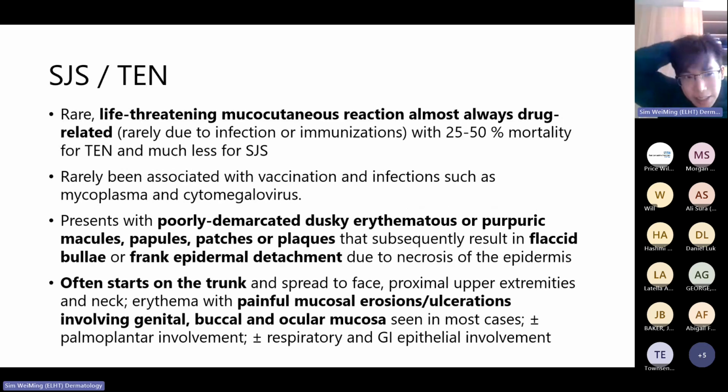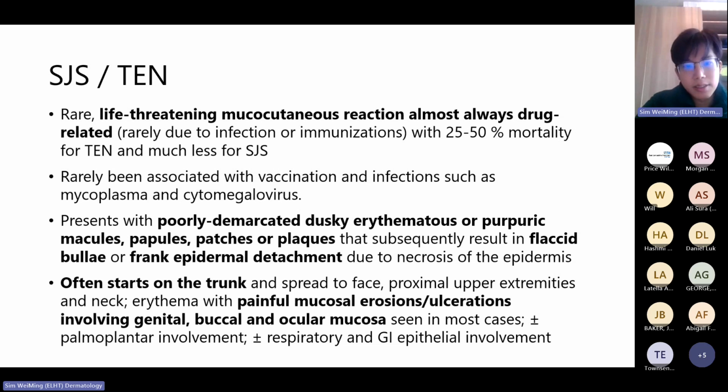So SJS and TEN. SJS stands for Stevens-Johnson syndrome, TEN for toxic epidermal necrolysis. It's a life-threatening mucocutaneous reaction. It's almost always drug-related, sometimes due to infections or immunizations. So I think I've written below, it could be associated with mycoplasma and CMV. And the mortality for TEN is actually quite high. I'll briefly mention the SCORTEN criteria later.